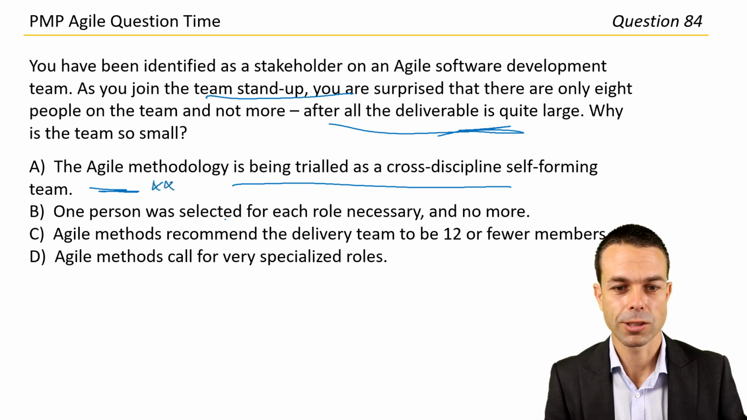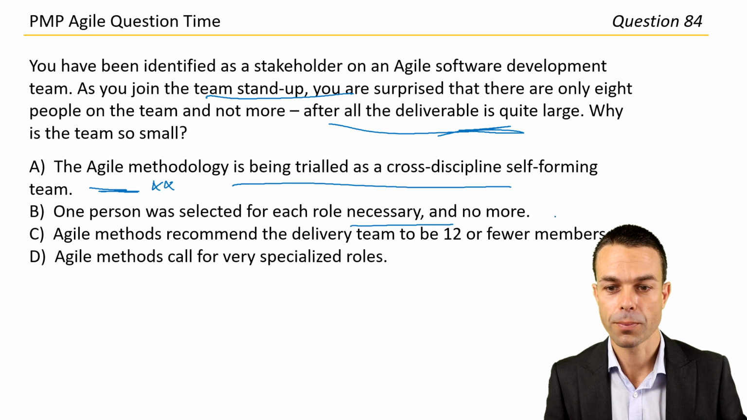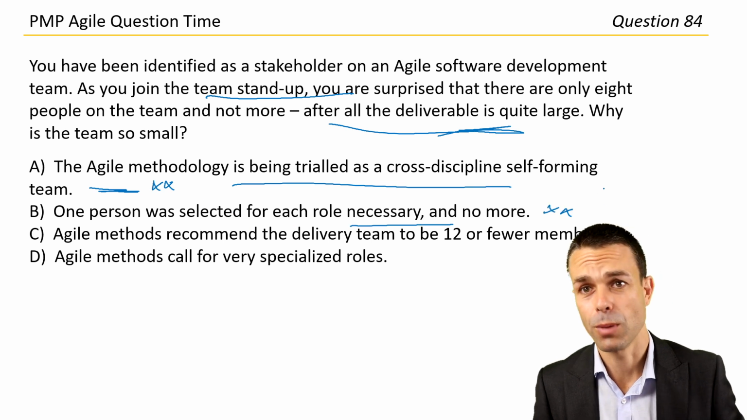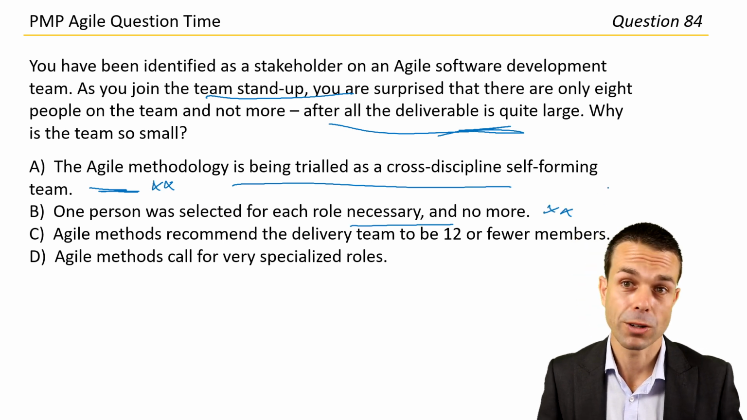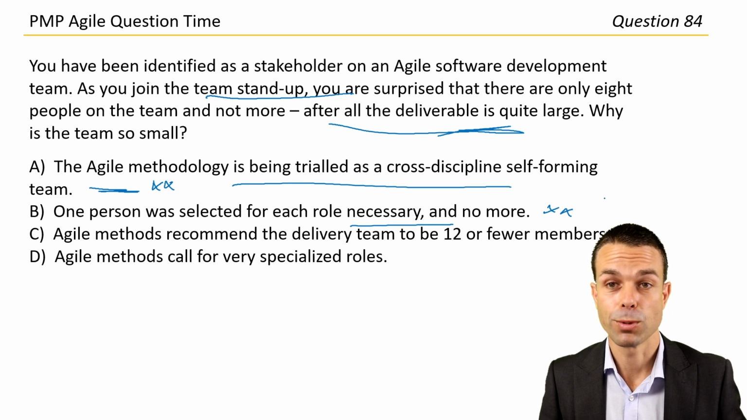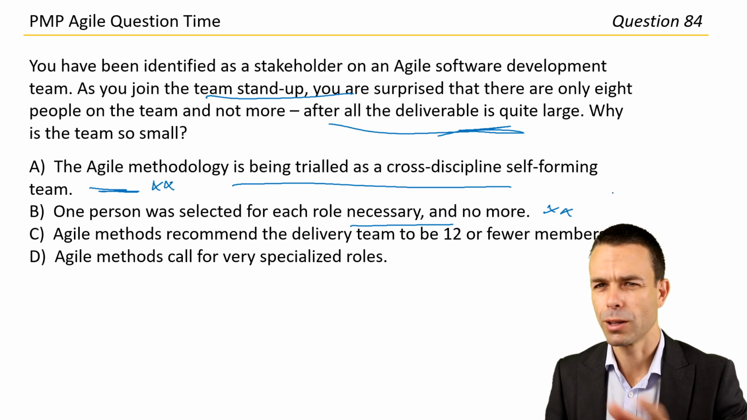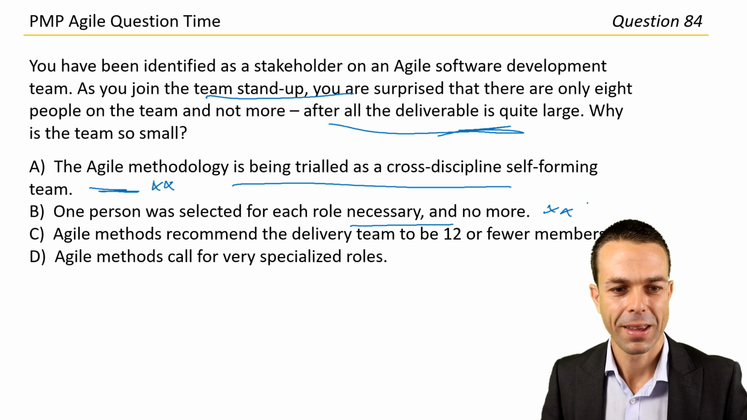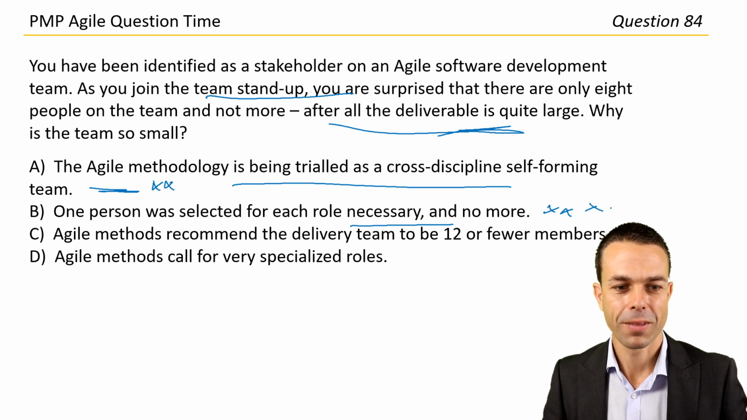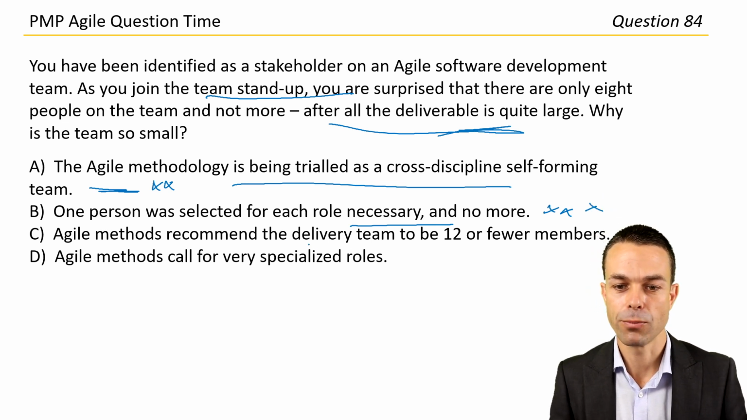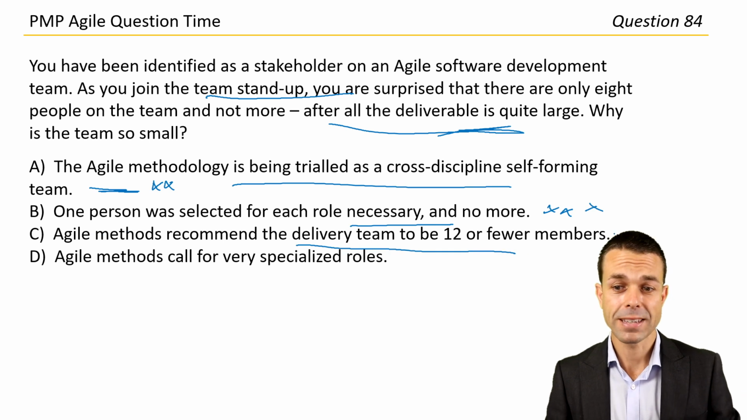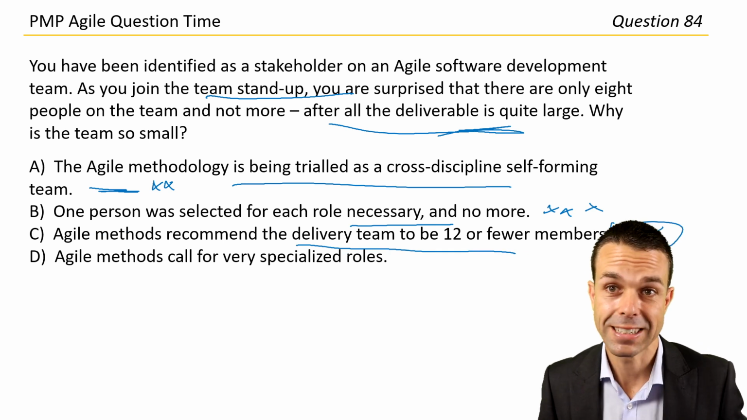One person was selected for each role necessary and no more. Not necessarily true. We might need multiple developers, for example. We might need multiple testers even. Even multiple business analysts, but probably only one product owner if we can possibly help it. Not that one. Agile methods recommend the delivery team to be 12 or fewer members. Yes to this one. So this is an actual recommendation by Agile.